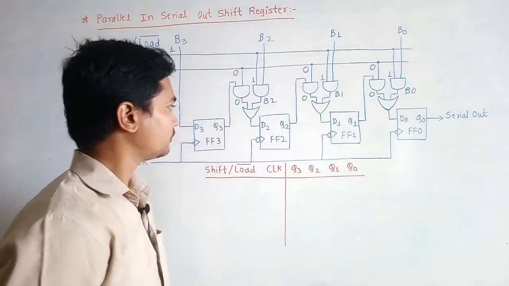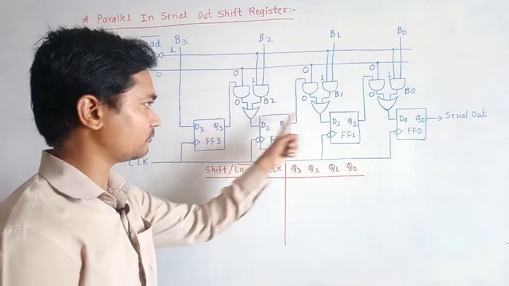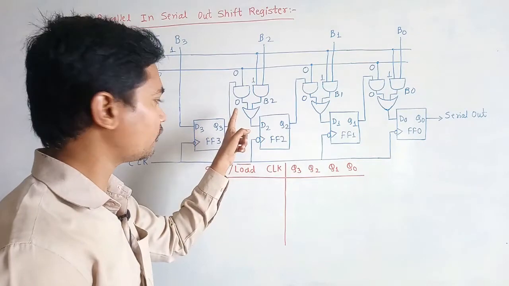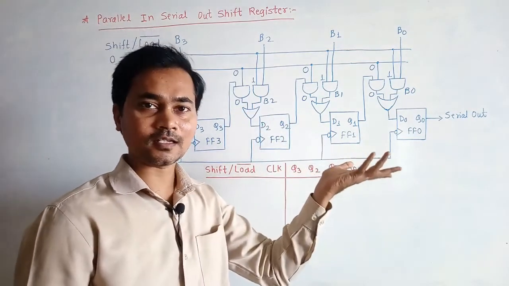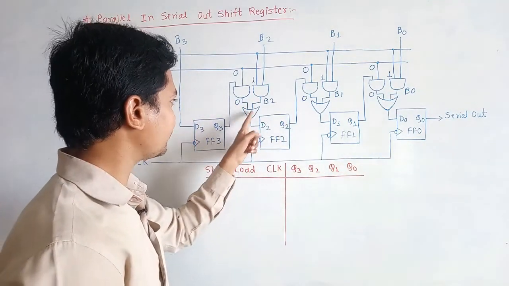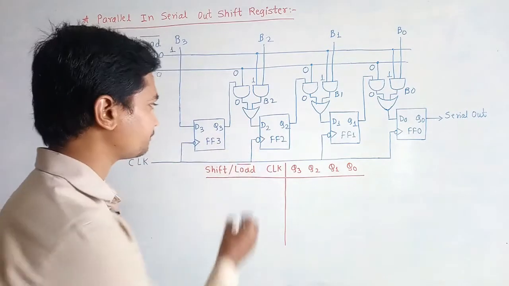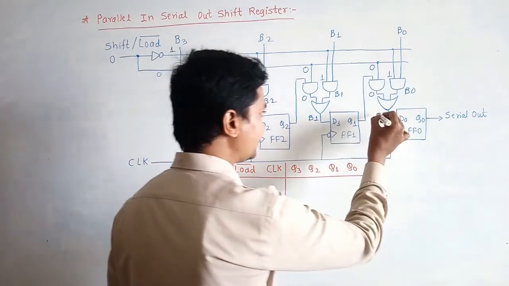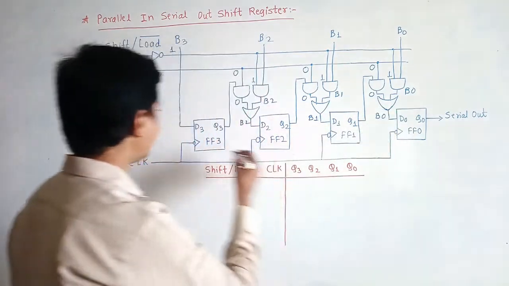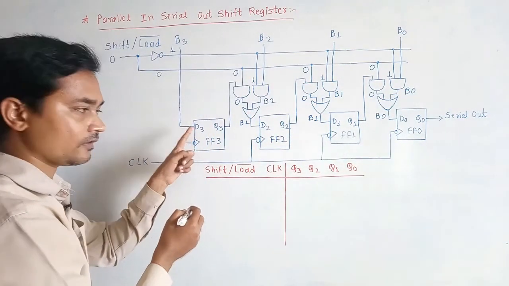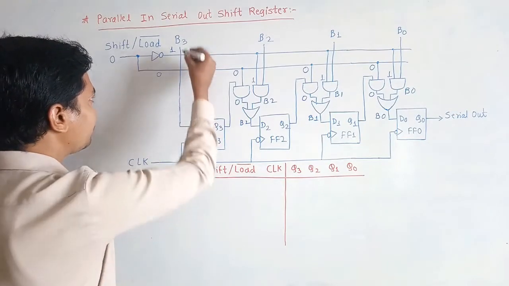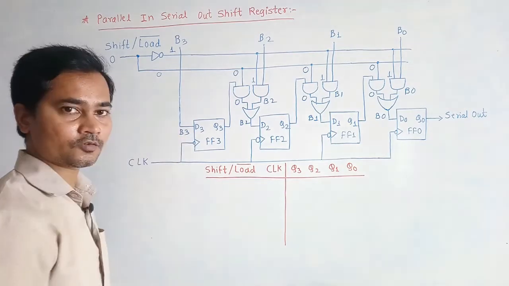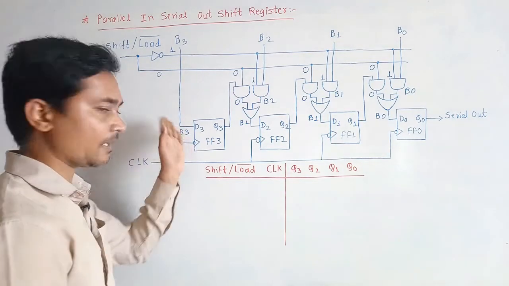Now we have to consider the output of this OR gate. 0 plus A is equal to A. So here 0 plus B2 is equal to B2, here will be B1 and here will be B0. And for this D3 input, we have applied B3 directly. So no circuit is required for this MSB.